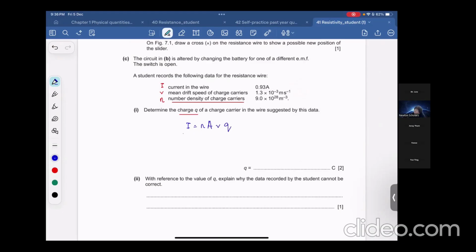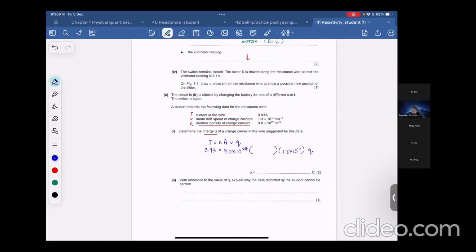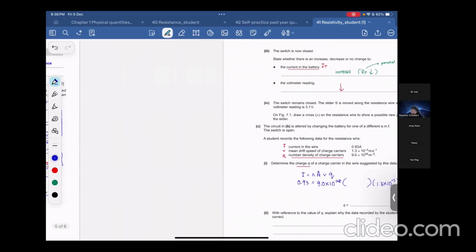Okay, your current here, they say 0.93. Your n, the number density, is 9.0 times 10 power of 28. Your area, no area here. Then the v we want to calculate. Then Q, v given. v is 1.3 times 10 power of negative 3. Then we want to calculate Q. That means it must be giving the area to us. We have to find it out. Where is the area?